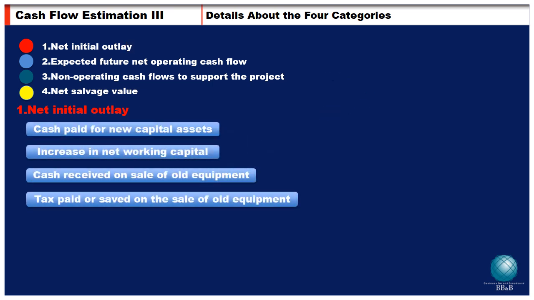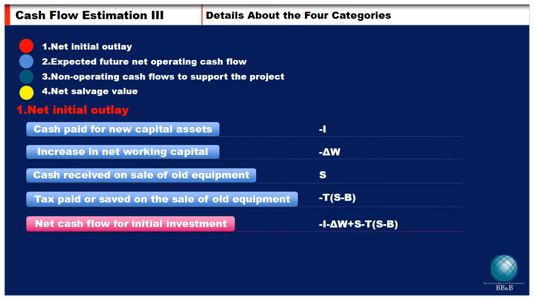1. Cash paid for new capital assets. 2. Increase in net working capital. 3. Cash received on sale of old equipment. 4. Tax paid or saved on the sale of old equipment. And the mathematical expression looks like this.